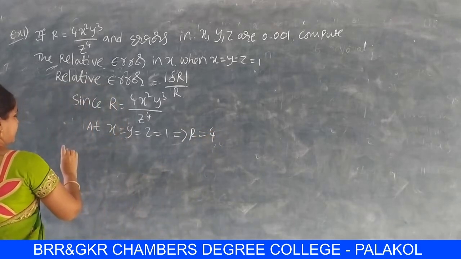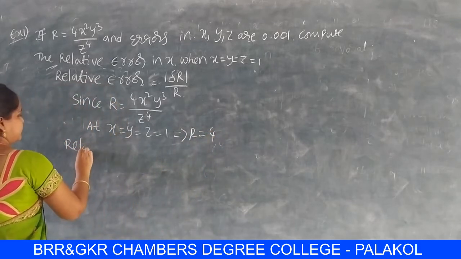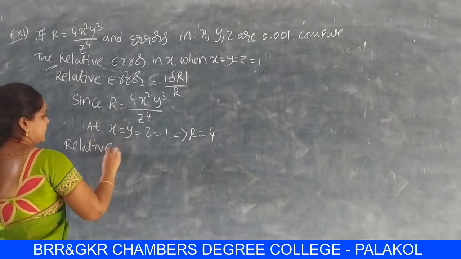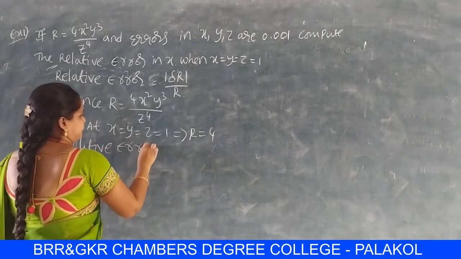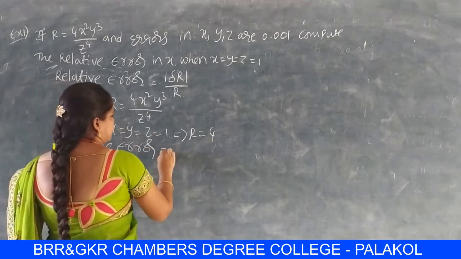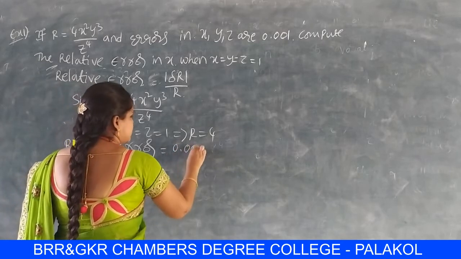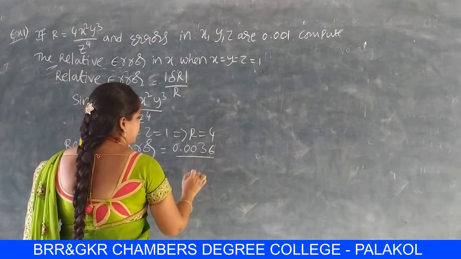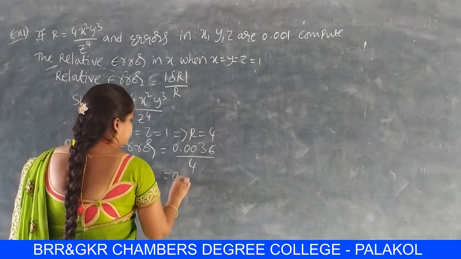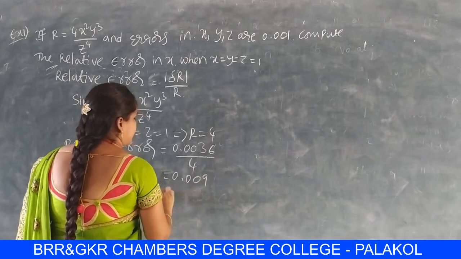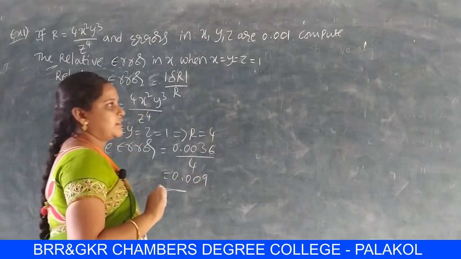Therefore relative error is equal to 0.0036 divided by 4, which is 0.0009. The sum is also complete.